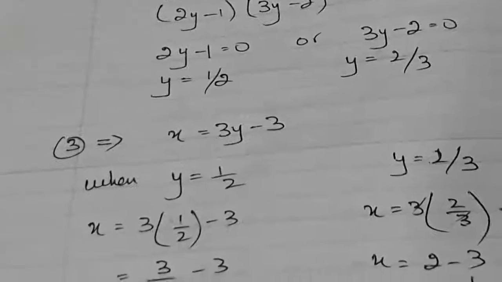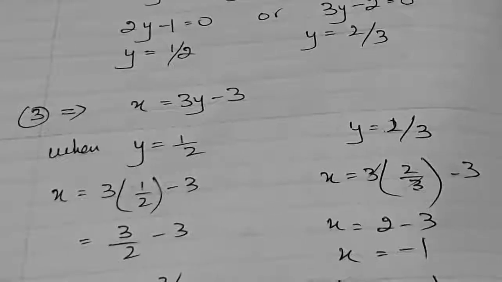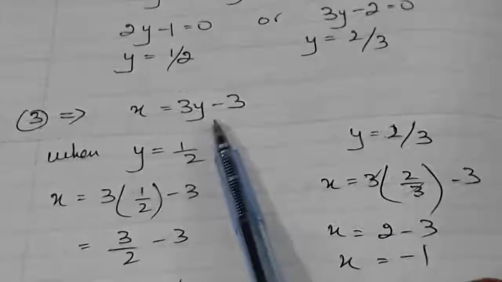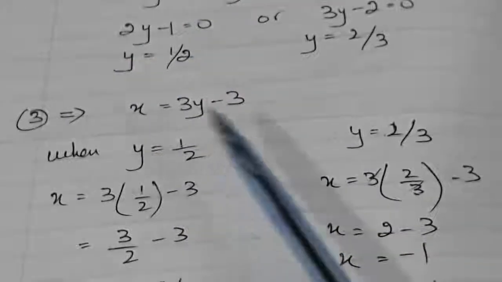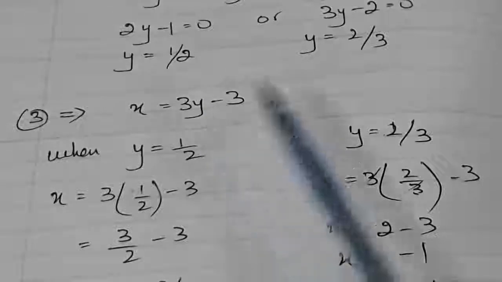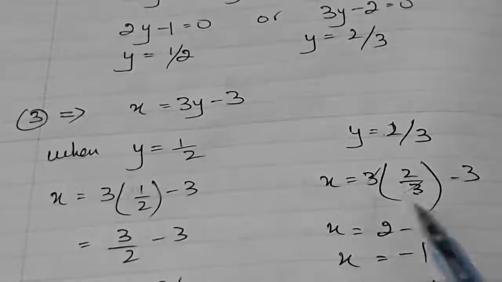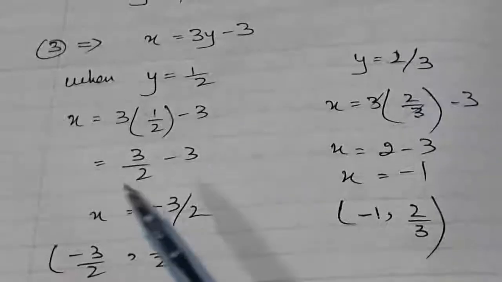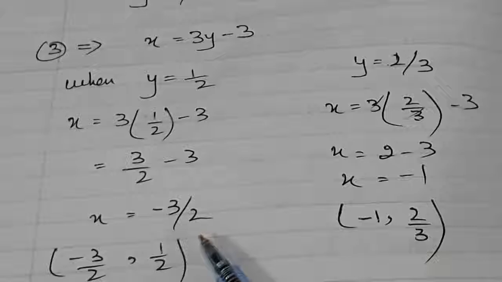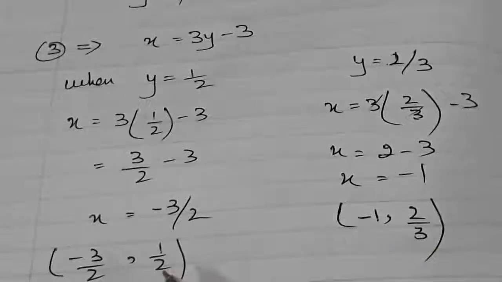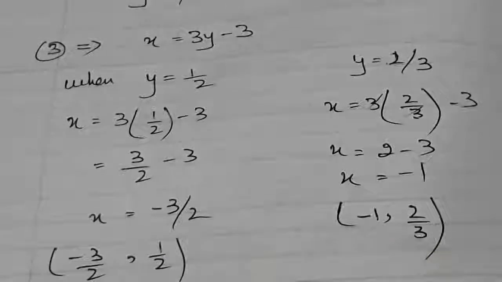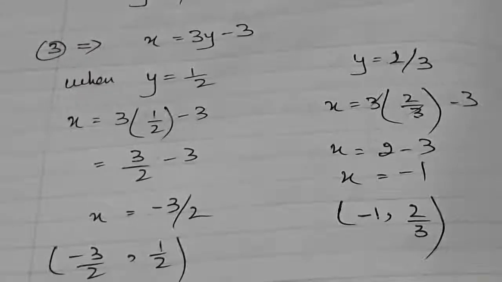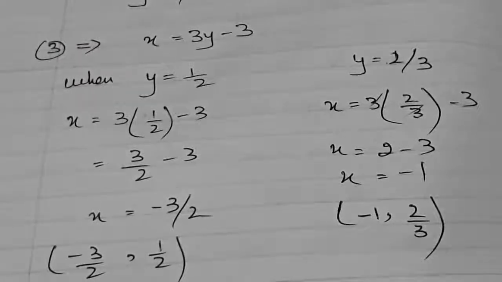So these values of y I can substitute in the equation where I made x equals 3y minus 3. I just manipulated the subject in equation 1. So now these values of y I will substitute here and here, which I have shown here, and it will give me x equals minus 1 and x equals minus 3 over 2. So my coordinates are here. Again these are two different coordinates, which shows that the line and the curve are intersecting at two different points.